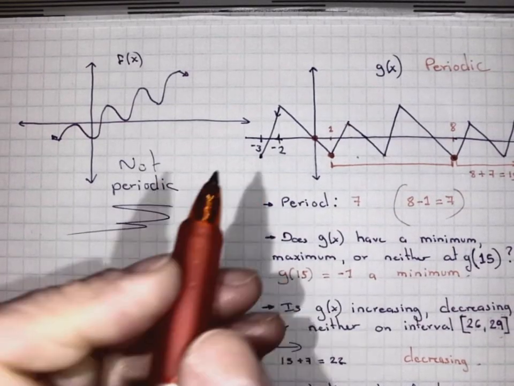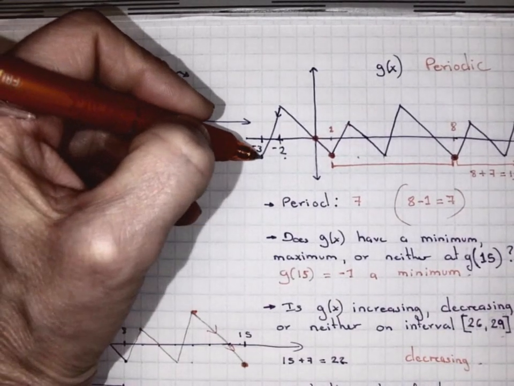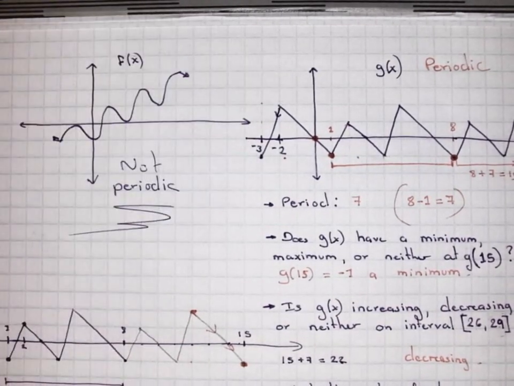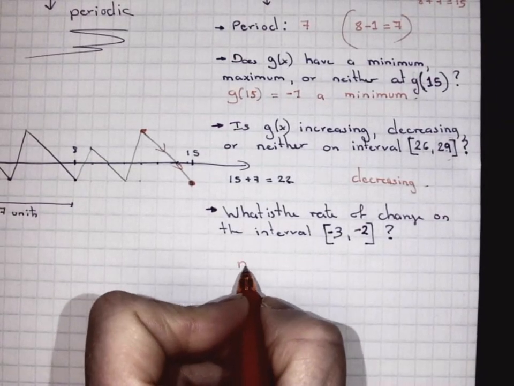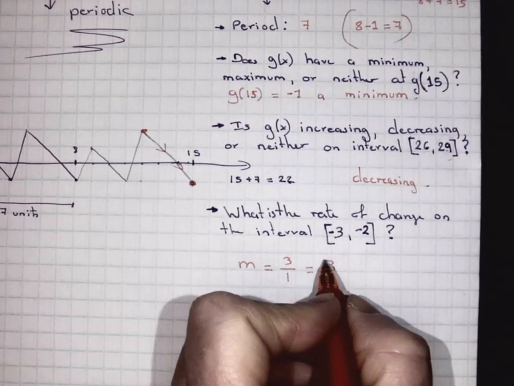And I want to know what is the rate of change on the interval from -3 to -2. Well, from -3 to -2, from left to right, we're going to go up 3 over 1. So the slope on that interval is up 3 over 1, which is 3.